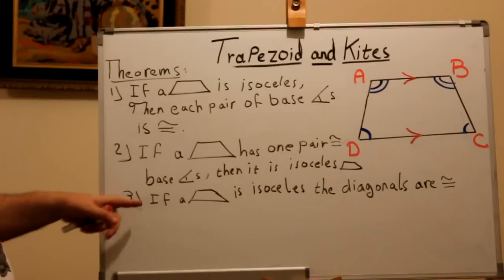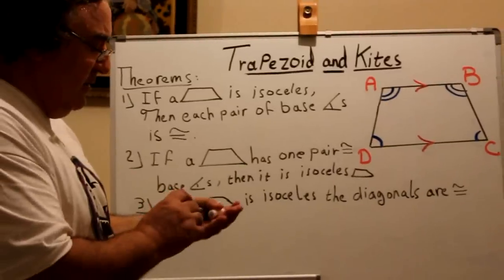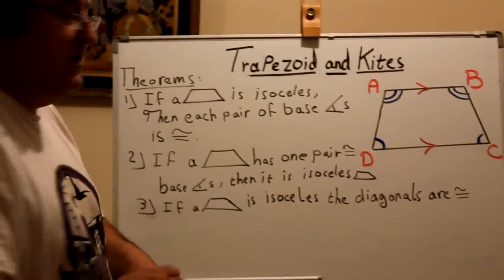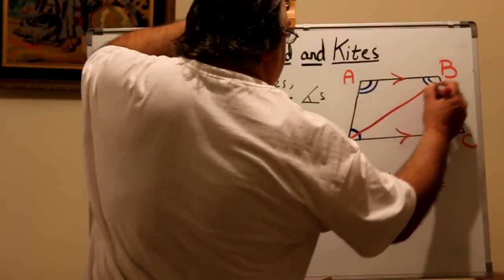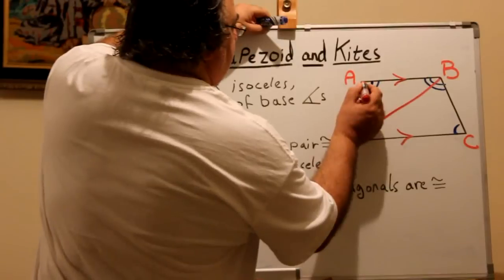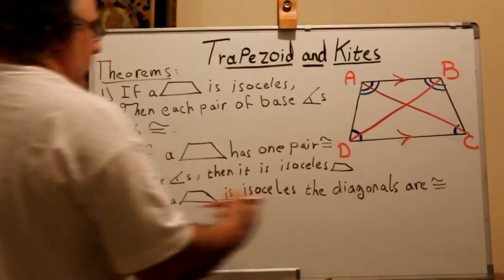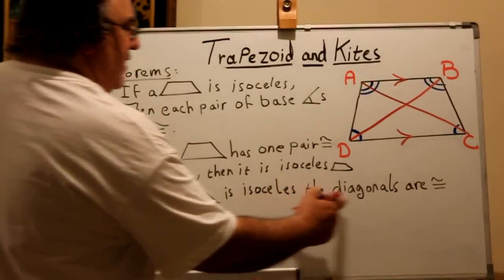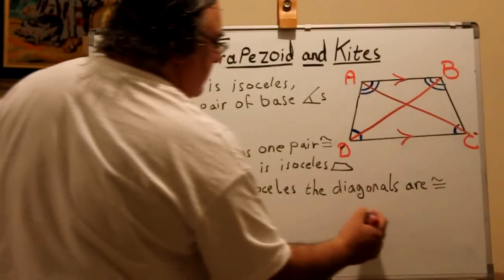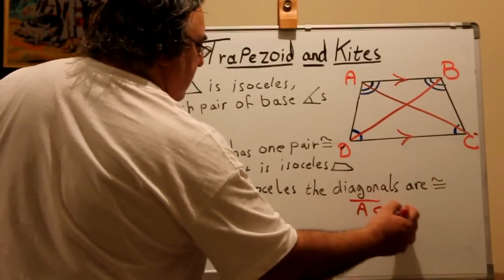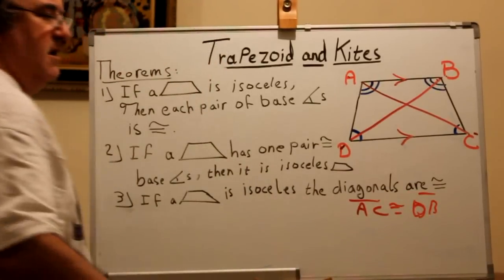The last one: if a trapezoid is isosceles, then the diagonals are congruent. What does it mean, the diagonals? You know the diagonals from the previous lesson. If we connect D to B, and if we connect A to C, these are the diagonals of that trapezoid. What we know is, if a trapezoid is isosceles, then the diagonals are congruent. Then this diagonal DB is equal to AC. So here AC is congruent to DB. I hope it's clear. Let's go to the next one.